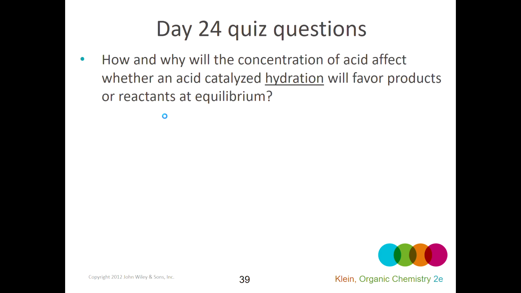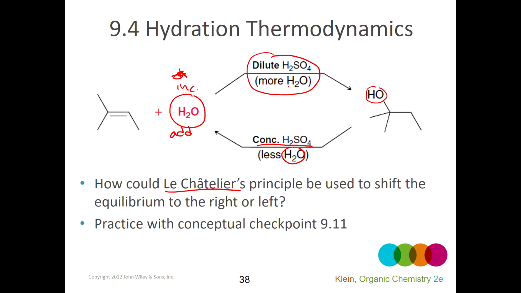And that leads us to the final quiz question, which was about the concentration of the acid. Right, so we just talked about that. If I'm talking about an acid-catalyzed hydration, specifically, this is the reaction, the hydration. We're adding water across a double bond to make an alcohol. That's what a hydration is. So if I want to facilitate the hydration, I need more dilute sulfuric acid.